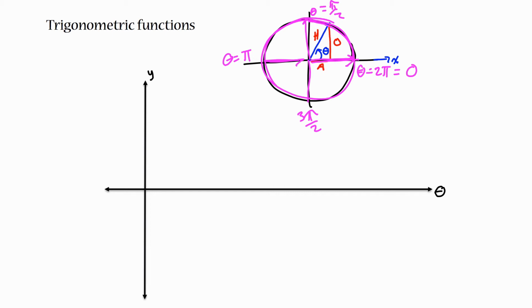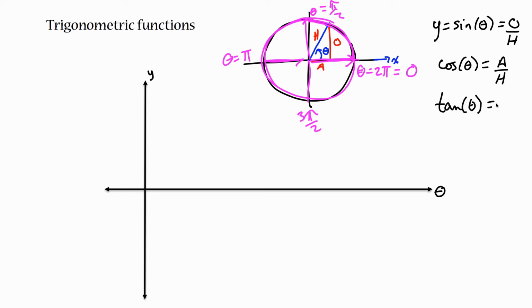So those trig functions are y is equal to sine theta, which is equal to, with respect to any theta, the opposite over the hypotenuse. Cosine of theta is always the adjacent over the hypotenuse, and the tangent of theta is opposite over the adjacent, or sine over cos.